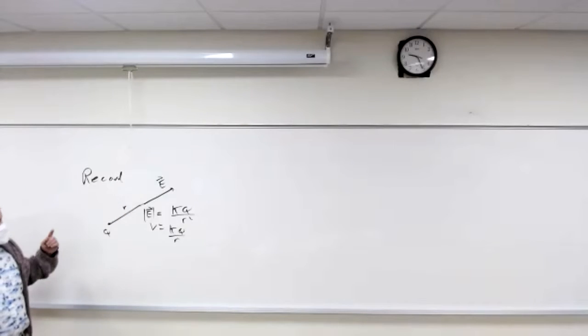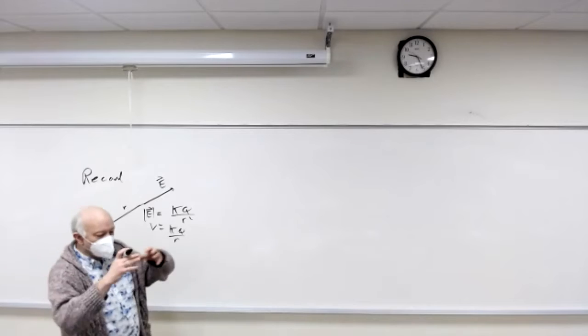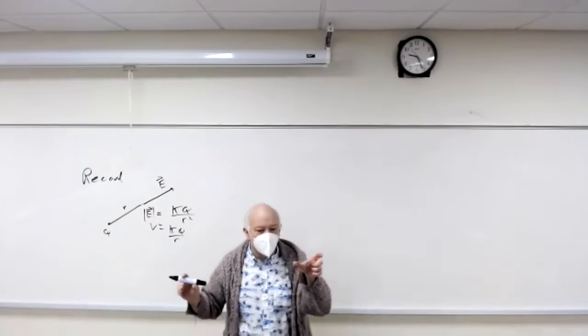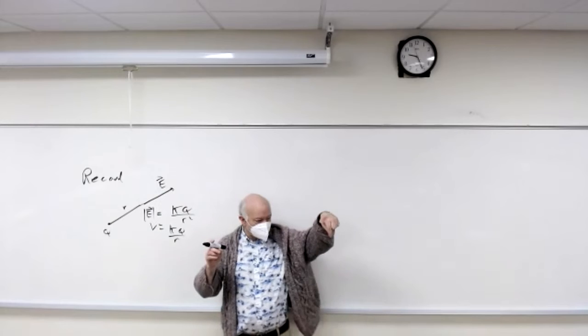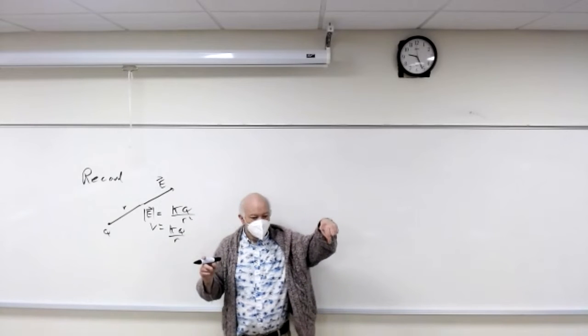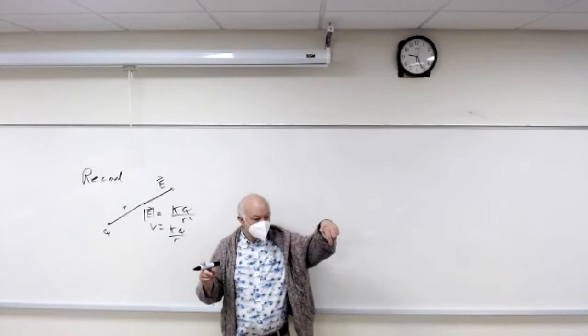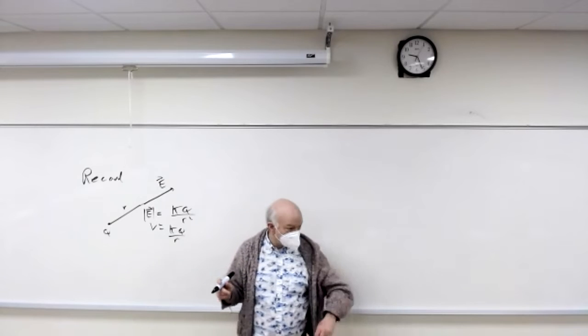Okay. And we said, suppose you have a weird object. We did the wire last time. If we had a finite wire, and I want to find the voltage at this point here, what do you have to do? You have to treat it as a collection of point charges and add everything up like this.